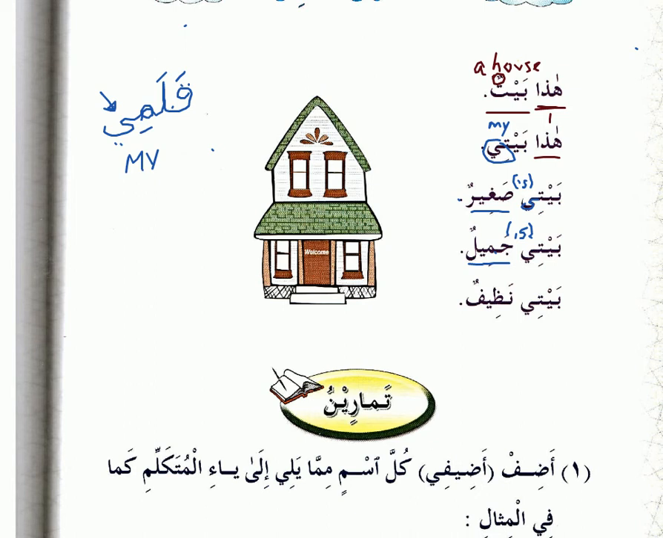And then the last sentence, we're going to learn one more new word because I know these sentences are really easy. So bayti, my house, and then nazifan. Yes, nazifan means clean. So sagiran meant small, jamilan meant beautiful, and nazifan meant clean. Jazakallah khair for typing up all the words. If you missed it, inshallah you can check on the board.